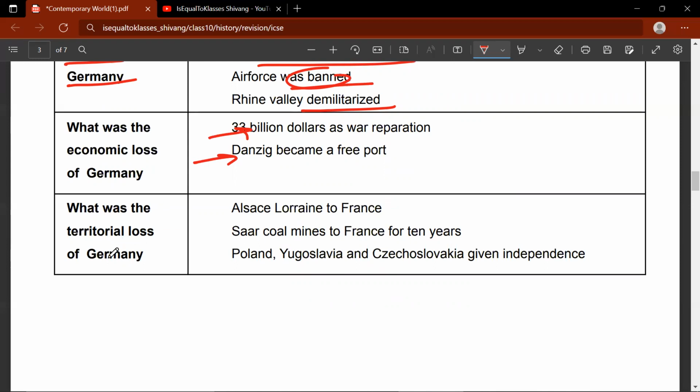What was the territorial loss of Germany? Alsace-Lorraine to France, Saar coal mines to France for 10 years, and Poland, Yugoslavia, and Czechoslovakia were given independence.